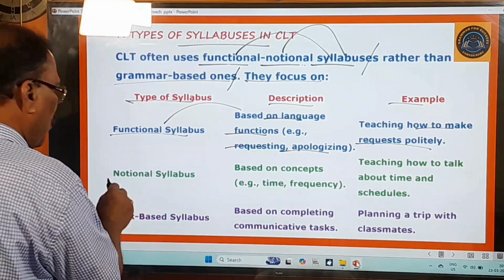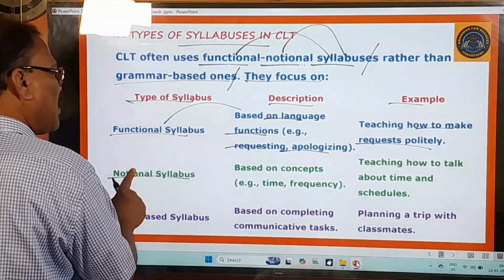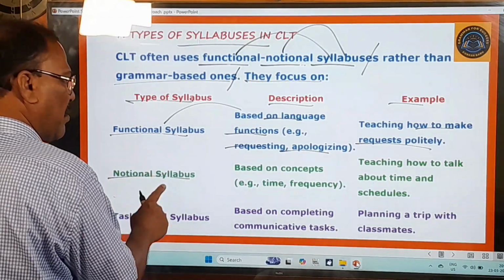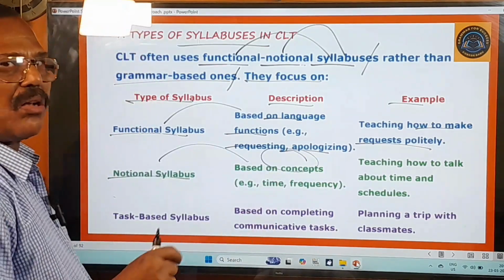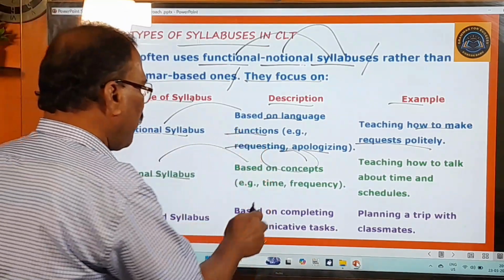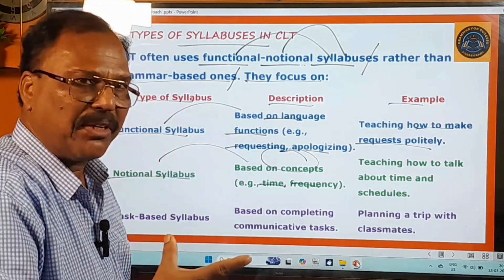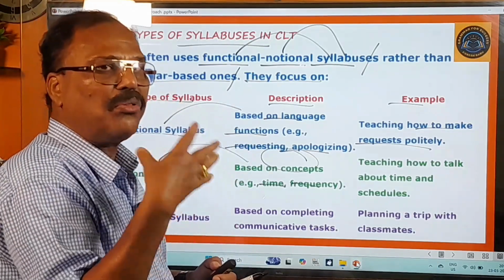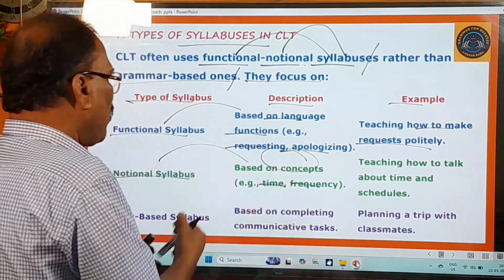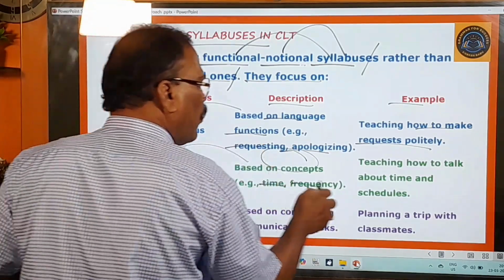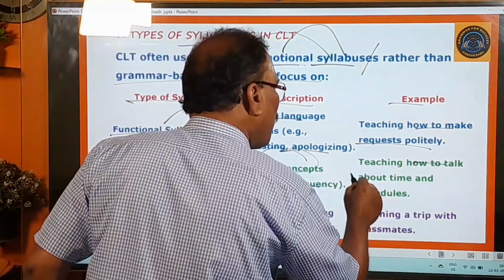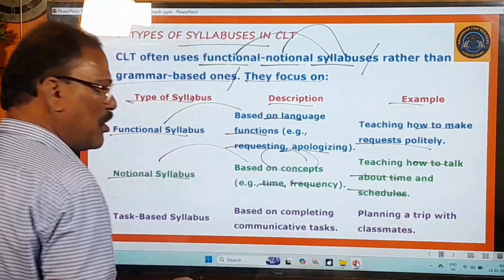And here notional syllabus. Notional syllabus means theoretical syllabus. And this syllabus deals with all concepts. The concept of time, the concept of frequency. In English grammar, there are so many concepts, how to deal with those concepts. So all such things this notional syllabus teaches the students, and therefore they learn how to talk about time, how to talk about schedules and all that.